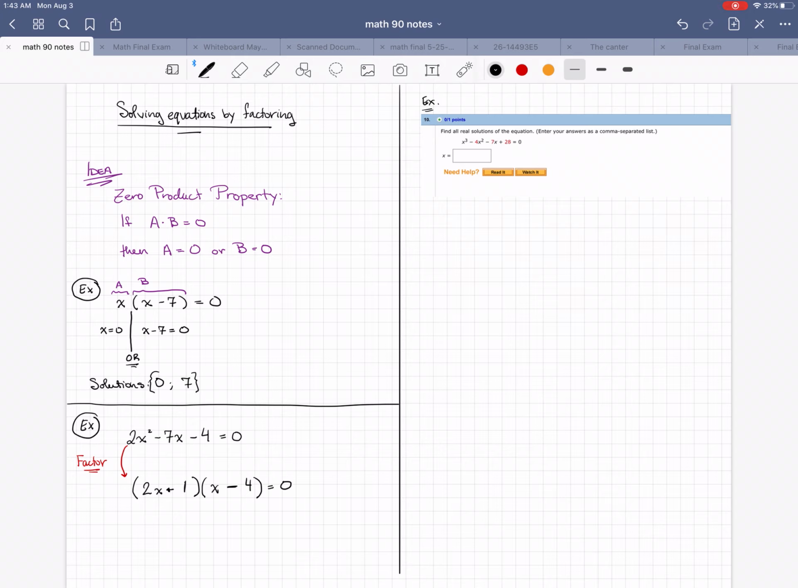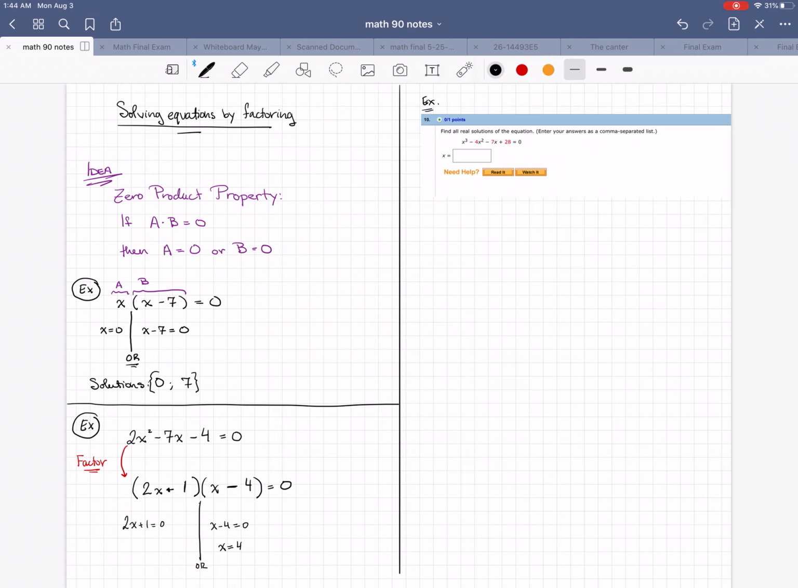From here, we're home free because we use the zero product property, and that tells us that either 2x plus 1 has to be 0, or x minus 4 has to be 0, which means that x is 4, right? Again, we're asking what would you subtract 4 from and end up with nothing. So that's 4, and then 2x plus 1 equals 0.